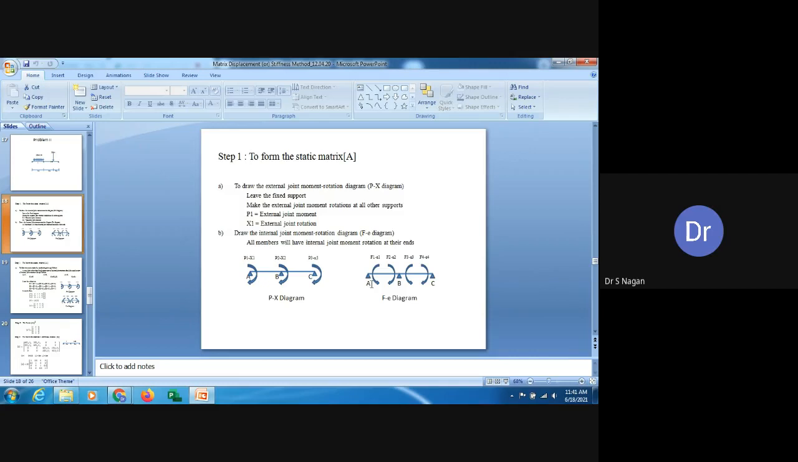The FE diagram has a small change. All the moments are clockwise. So please mark this is clockwise, this is clockwise, this is clockwise, and this is clockwise. So F1 E1, F2 E2, F3 E3, F4 E4.